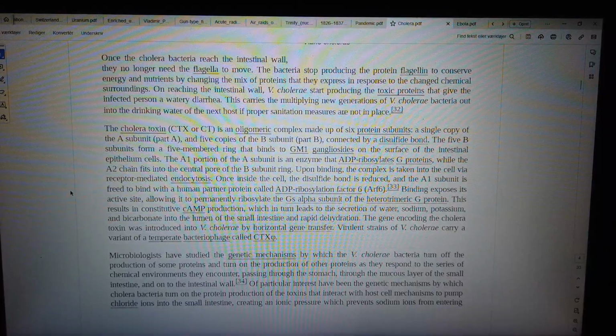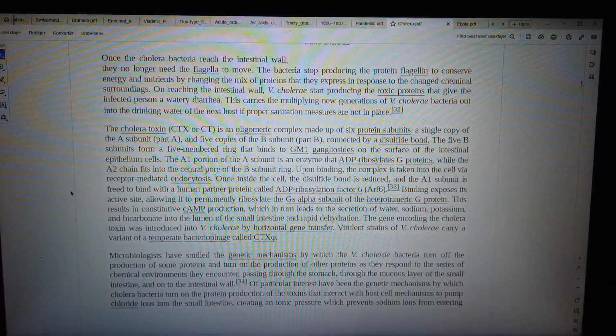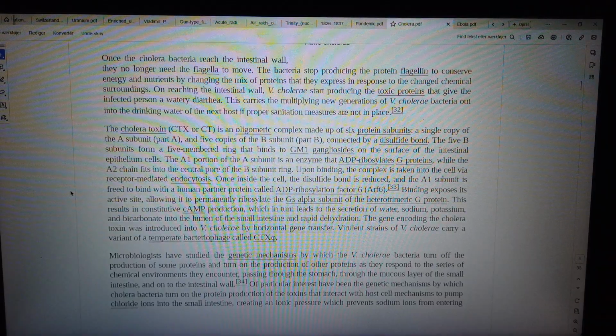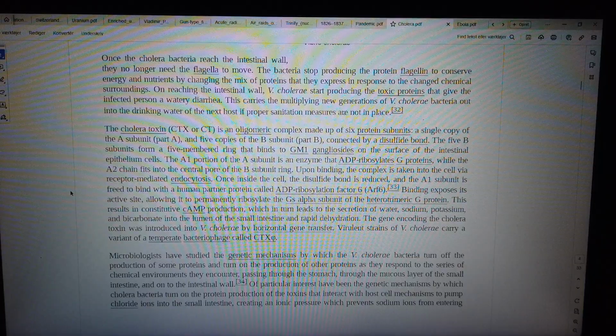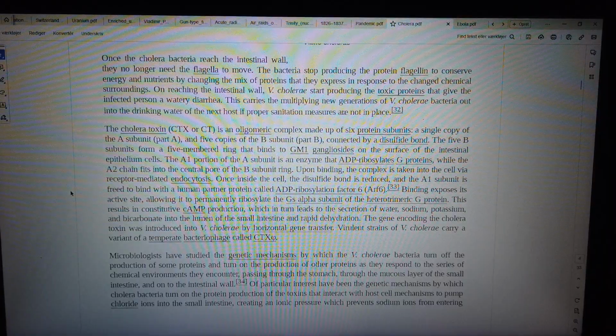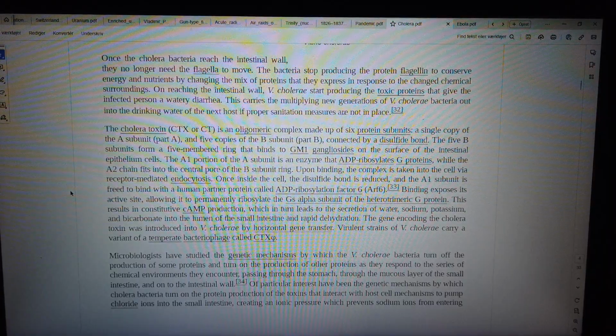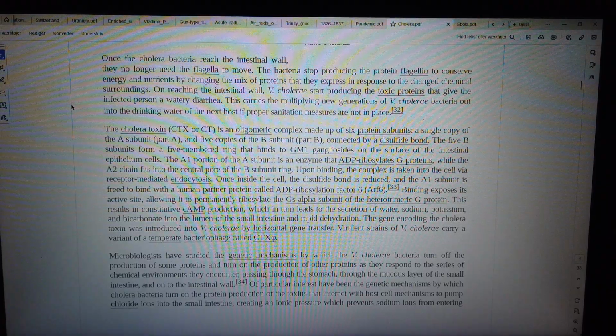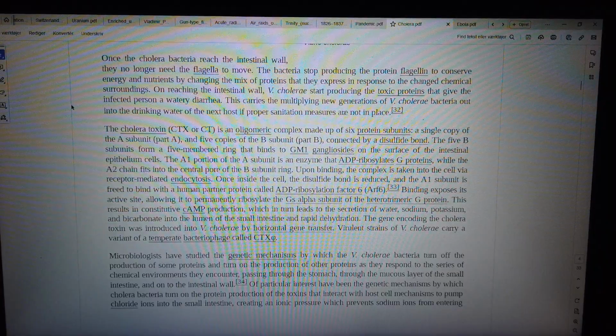This results in constitutive cAMP production, which in turn leads to the secretion of water, sodium, potassium and bicarbonate into the lumen of the small intestine and rapid dehydration. The gene encoding the cholera toxin was introduced into V. cholerae by horizontal gene transfer. Virulent strains of V. cholerae carry a variant of a temperate bacteriophage called CTX.